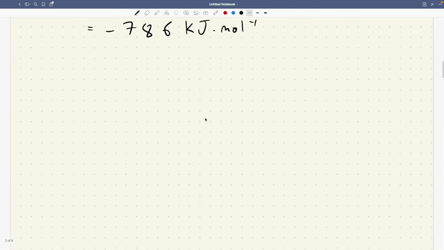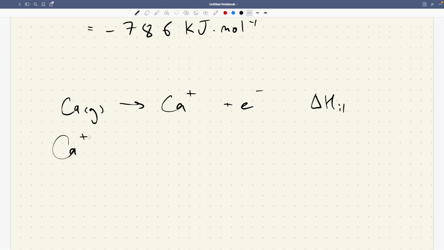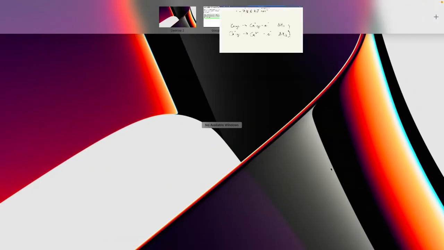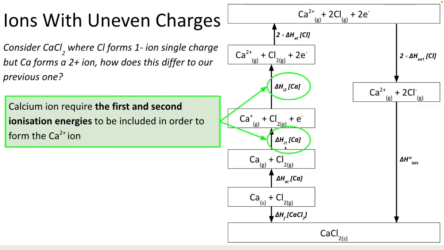ionization energies for calcium. We have the first ionization energy, so we're going from the calcium, Ca to Ca plus e minus, so we have the first ionization energy, but then we have a second ionization energy because we have to make a Ca2 plus ion like that. So we have to incorporate two ionization energies, which is what we see here. We see ionization energy 1, and then we see ionization energy 2. So both of those have to be included.